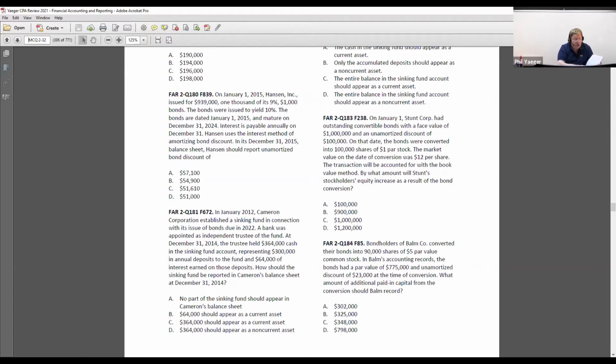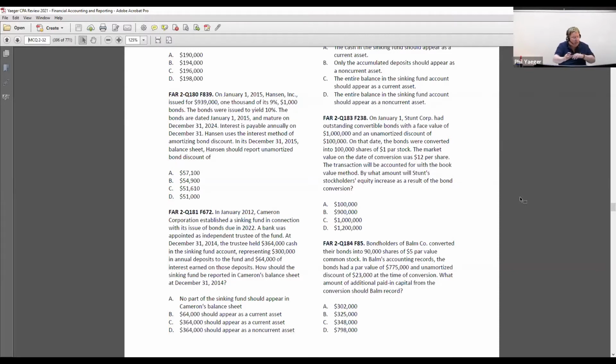Now let's go back to the text, please. Let's do the market value method. Let's convert 183. We're going to change it this way. The transaction will be accounted for by the market value method. What amount will stockholders' equity have as a result of a gain or loss from the conversion of the bonds to stock?